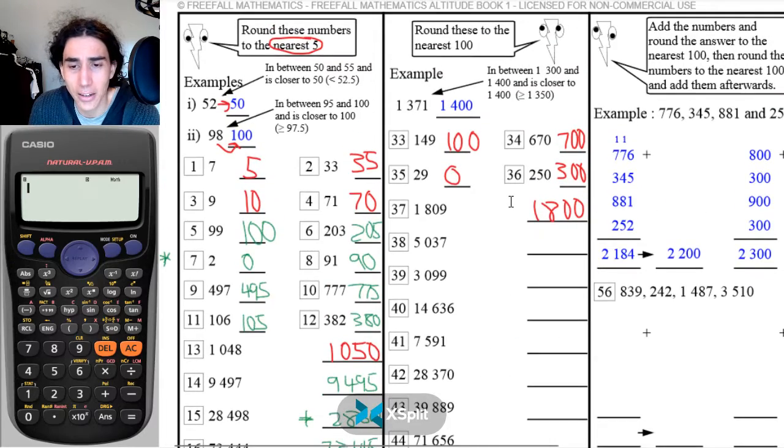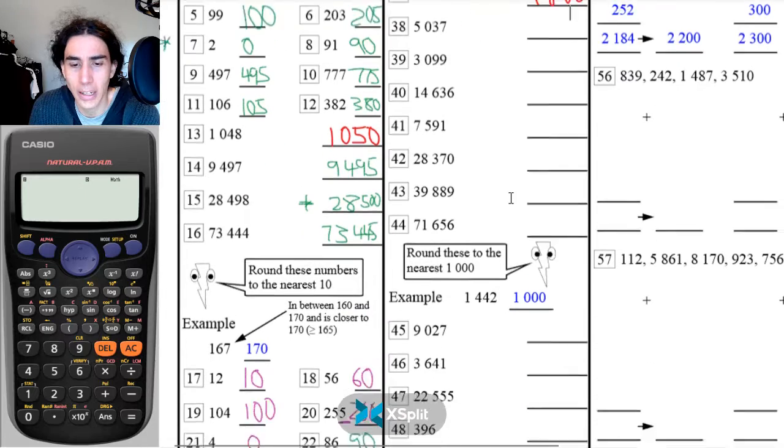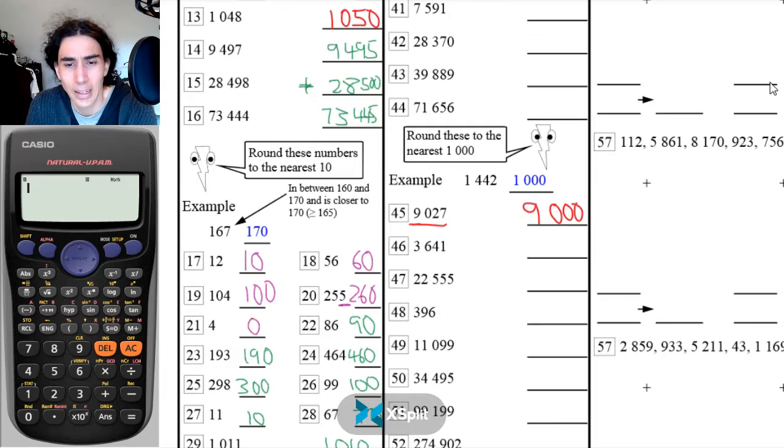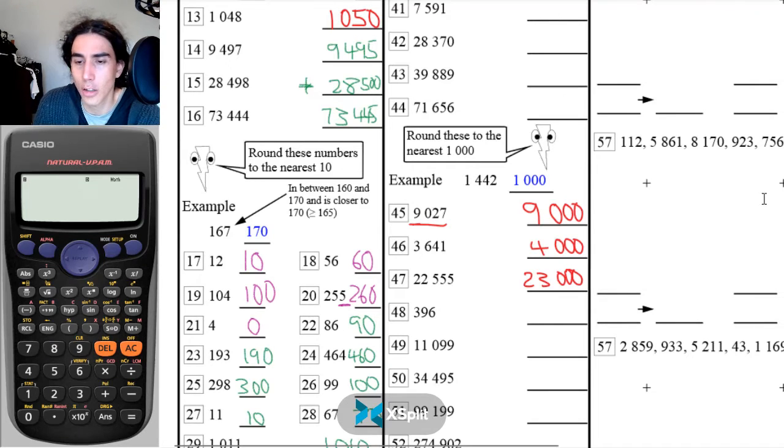And while we're at it, have a go at this one here to the nearest 1,000 as well. So same thing. This is between 9,000 and 10,000. Which one's closer to? 9,000. This one here is between 3,000 and 4,000, closer to 4,000 because the halfway point is the 500. This one here is between 22,000 and 23,000. All right, so have a go at that entire second column, and answers will appear in 3, 2, 1.